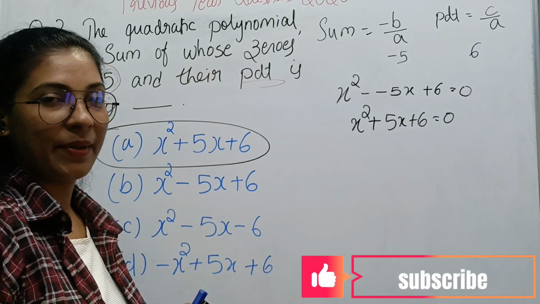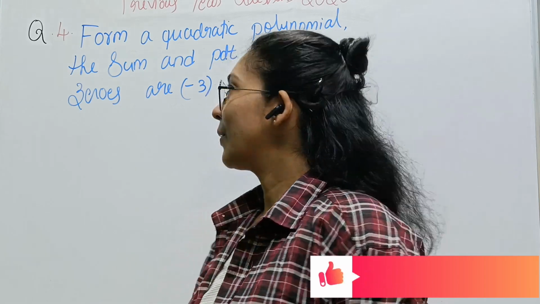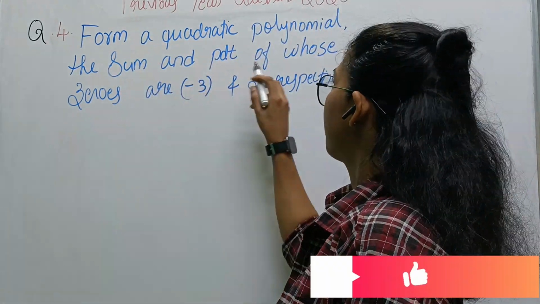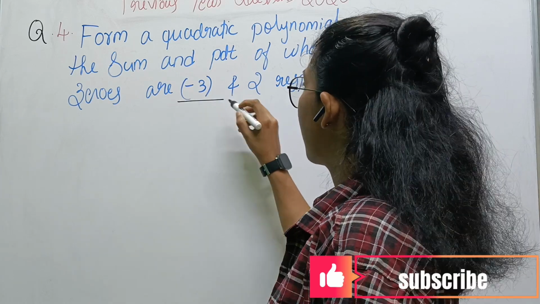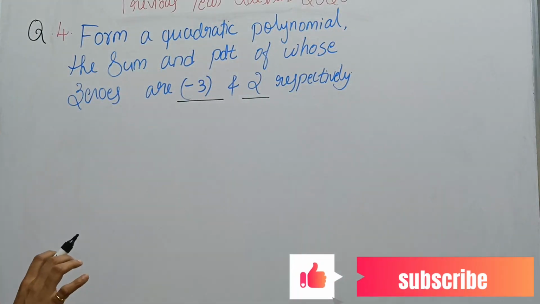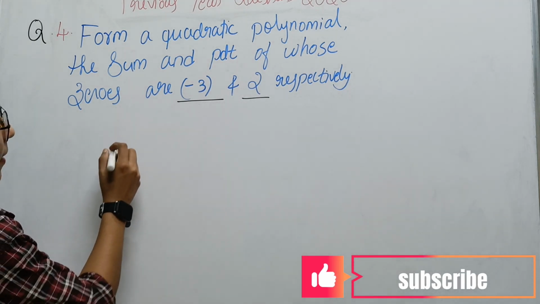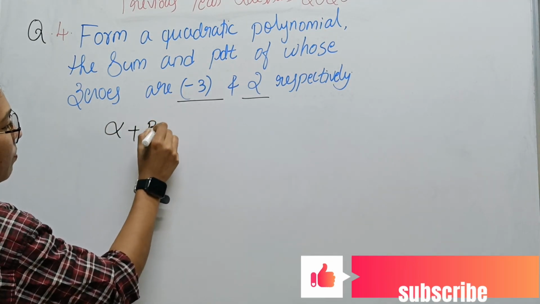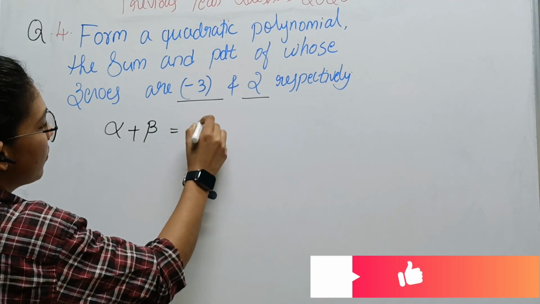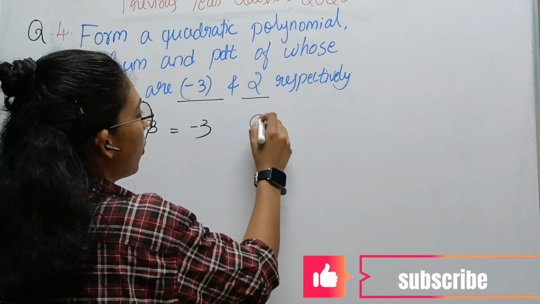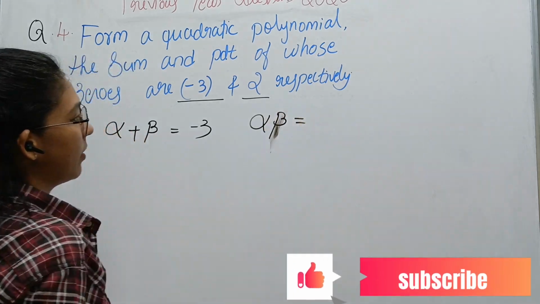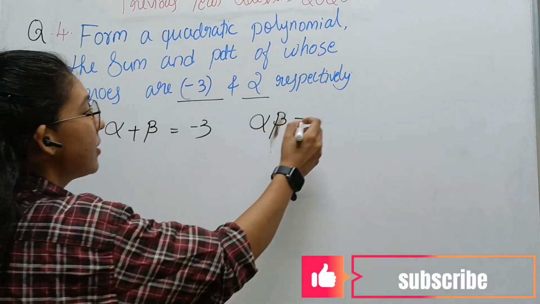Did you get me? So now the fourth question is, form a quadratic polynomial, the sum and product of whose zeros are minus 3 and 2 respectively. So we have to make a quadratic polynomial. So the sum, that is alpha plus beta, where alpha and beta are the zeros of the polynomial, is minus 3, and the product of this, alpha beta, that is product of zeros, is 2.